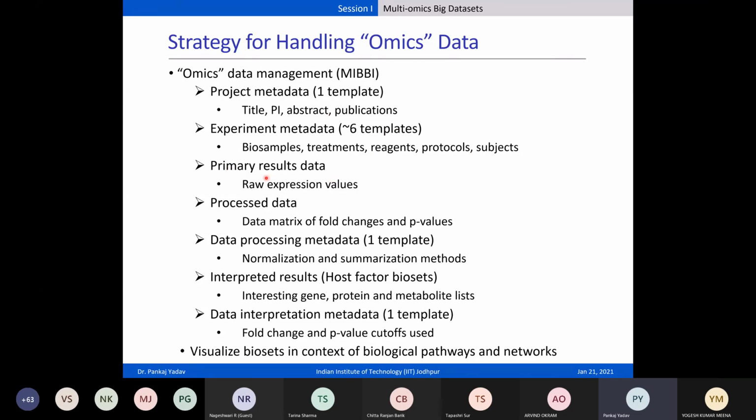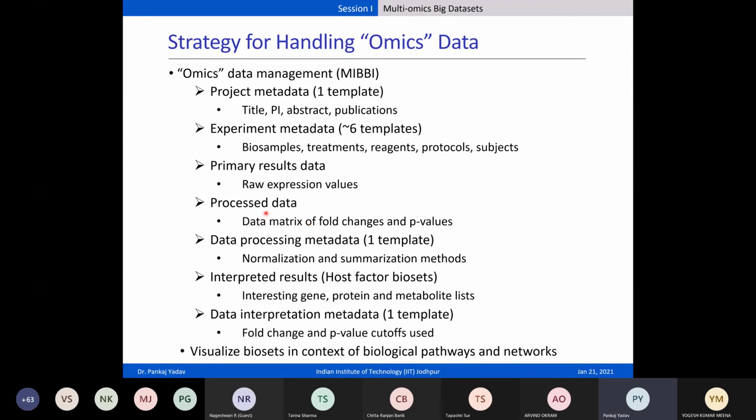Then you need to have primary results data. So how this can be used, or what are the different results that are available with this data. So for example, you can have expression values that are available from this data. So you need to have a good strategy for also providing this kind of data.